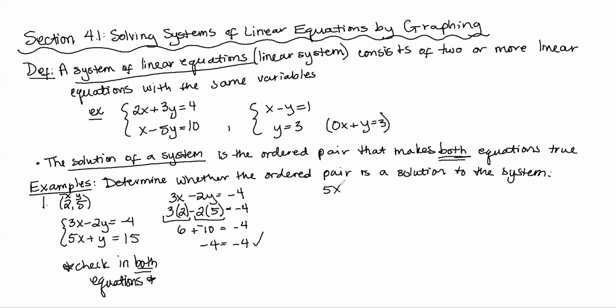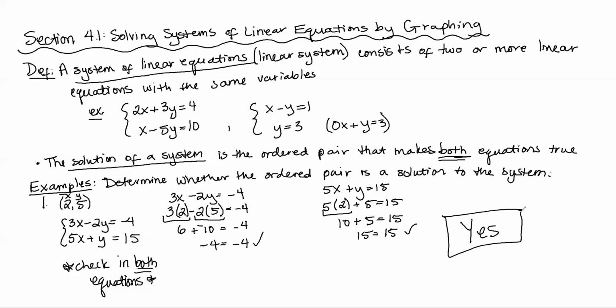So 5x plus y equals 15. So 5 times x, so 5 times 2 plus y, which is 5, equals 15. 5 times 2 is 10, plus 5, and 10 plus 5 does give us 15. So we have a solution to the first one and a solution to the second one, which means yes, this is a solution to the system.